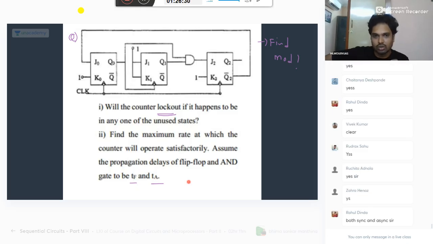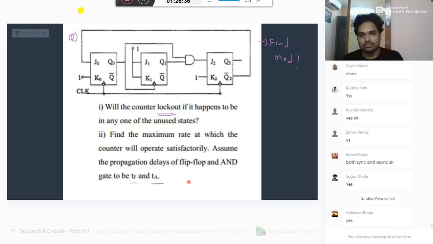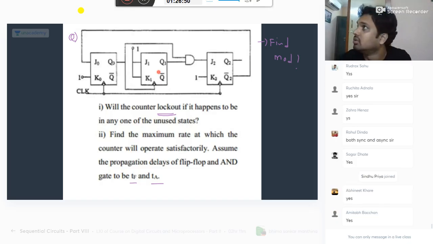Yes, very good, Rahul. Good observation. It is a question with both, that is synchronous and asynchronous together. You see, Q0 and Q2 are synchronous, Q1 is asynchronous. This is important. Good observation. So last half an hour before end of the class, be active.